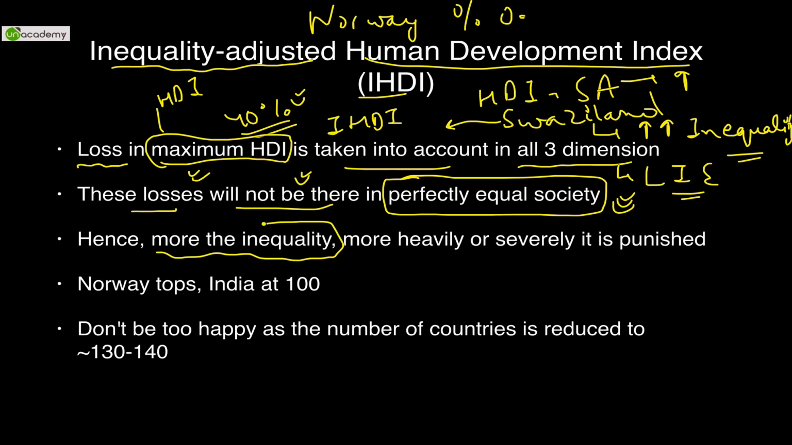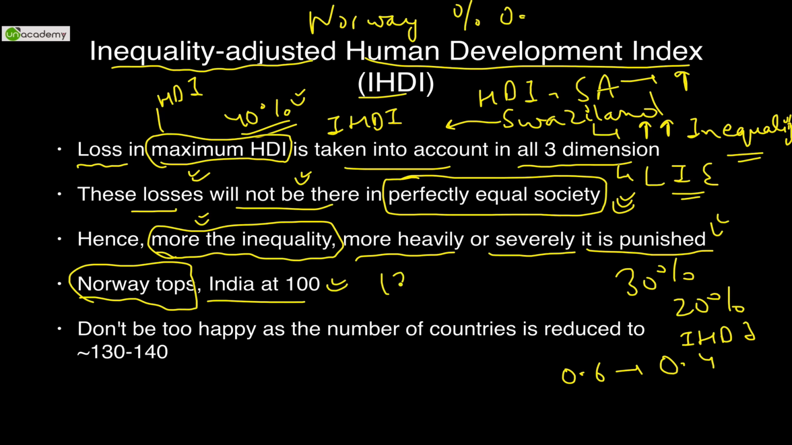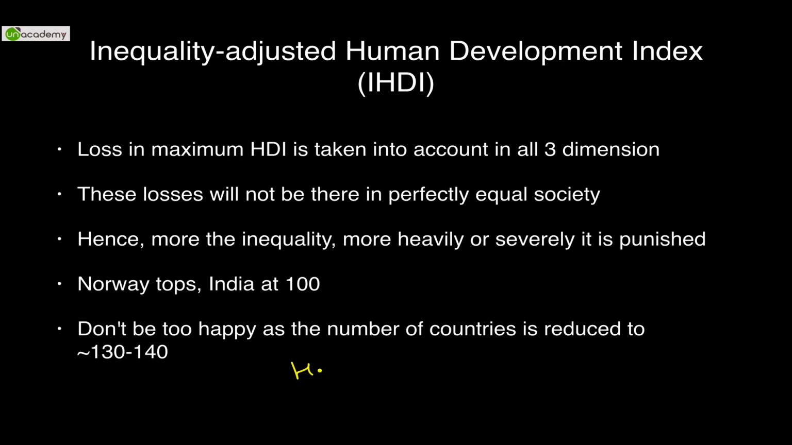Hence, the more the inequality, for example in African countries, the more severely it is punished by showing a decline in HDI. 30% reduction you will see, 20% reduction. So if the HDI value is 0.6, you may see it as low as 0.4 in IHDI. Can you see such a drastic difference? Norway is again the topper of IHDI. India ranks at 100. But don't think we have jumped from 135 to 100. It is not warranted because the countries are between 130 and 140 only. The last thing I wanted to say is that in HDI, India's rank usually varies in the 130s only. Sometimes we are 136, sometimes we are 135. But we are showing steady improvement.